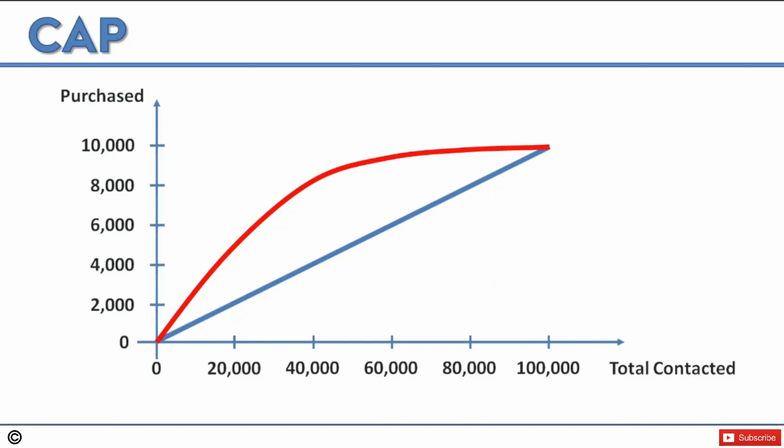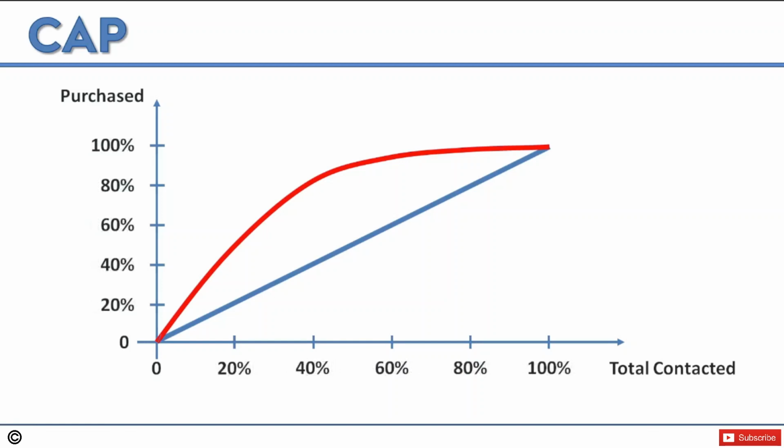The next step we want to do is convert these axes from absolute values to percentages, so they range from 0 to 100%. And this is how the CAP curve is normally represented.